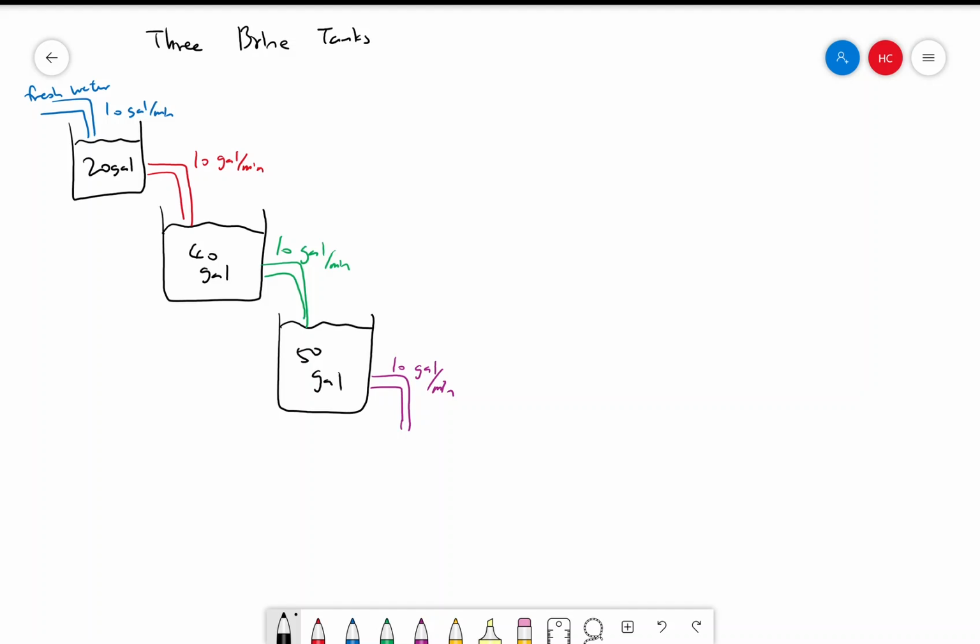All right, let's assume the amount of salt is x1 pounds of salt in the first tank, x2 pounds of salt in the second tank, and x3 pounds of salt in the third tank. Let's assume the initial conditions are that only the first tank has 15 pounds of salt, and the second tank and the third tank are just water.